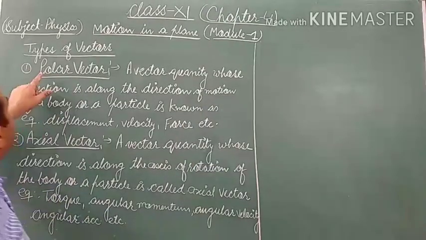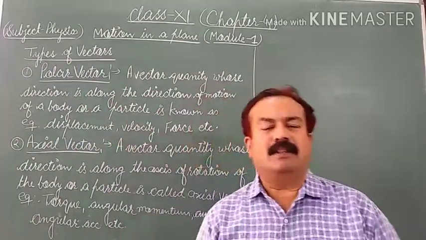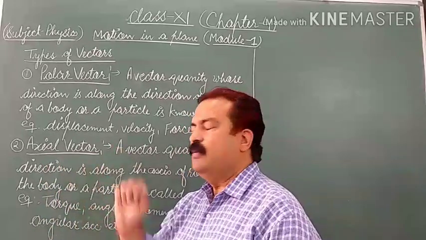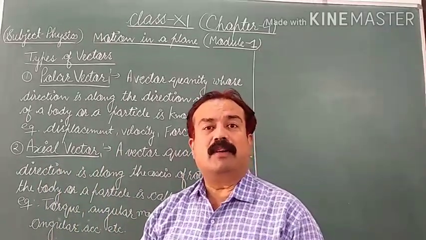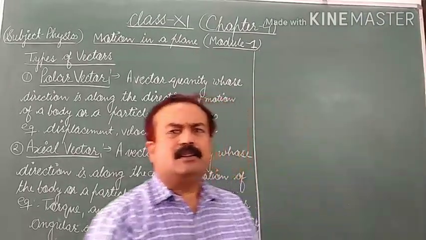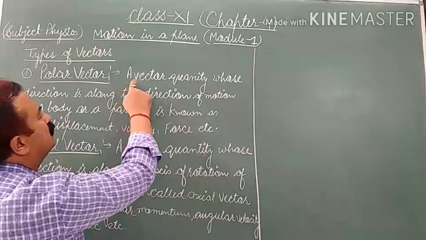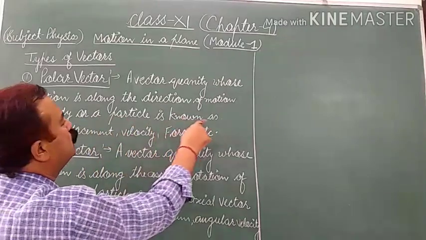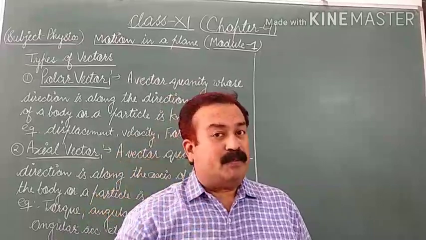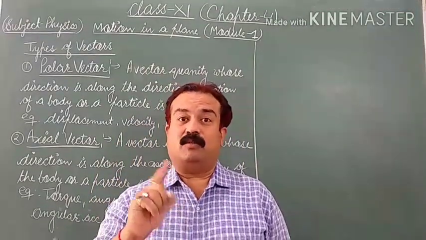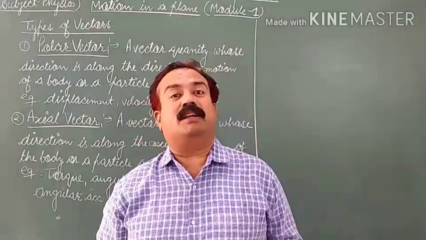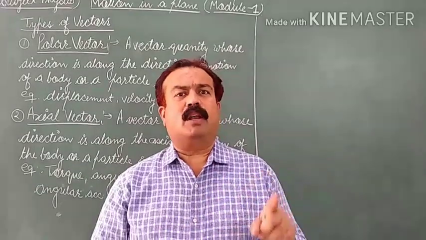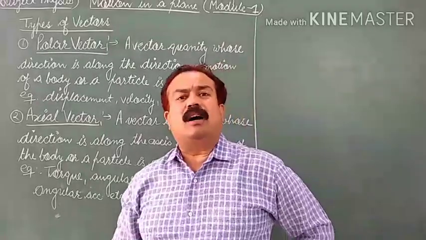Now in another topic, we have to come to the types of vectors. So how many types of vectors are there? Basically, vectors are of two types. The first one is the polar vector and the other one is the axial vector. First of all, we have to know what are polar vectors and what are axial vectors. The definition of a polar vector: a vector quantity whose direction is along the direction of motion of the body or particle is known as a polar vector. That means if we want to show a vector and the direction of that vector is also in the direction of the motion of the object, then that is called a polar vector. Like for example, displacement, velocity, force; these are all polar vectors.